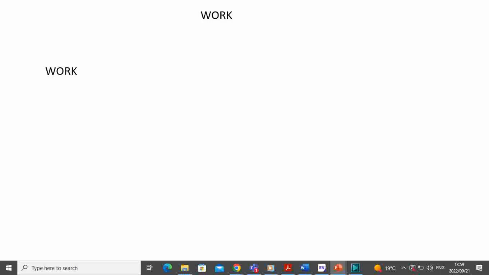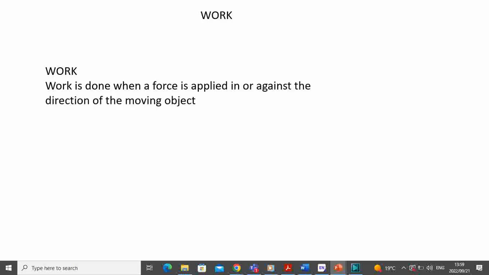Okay, we'll start off by defining work. Work is done when a force is applied in or against the direction of the moving object. Let's take for an example a box which is at rest, and then we apply a force at it, which is this force at a certain displacement, and then the box moves. This means that there was work done on this box by this force which we applied.